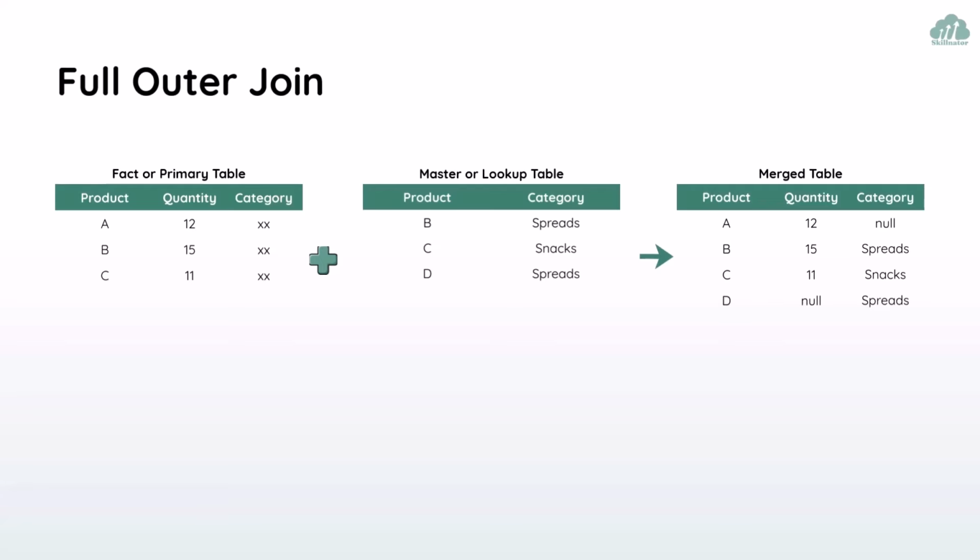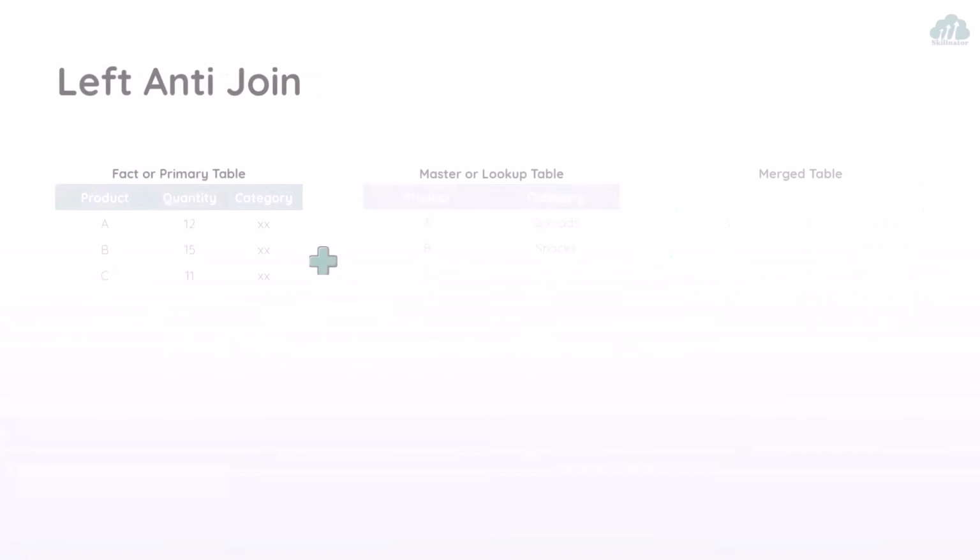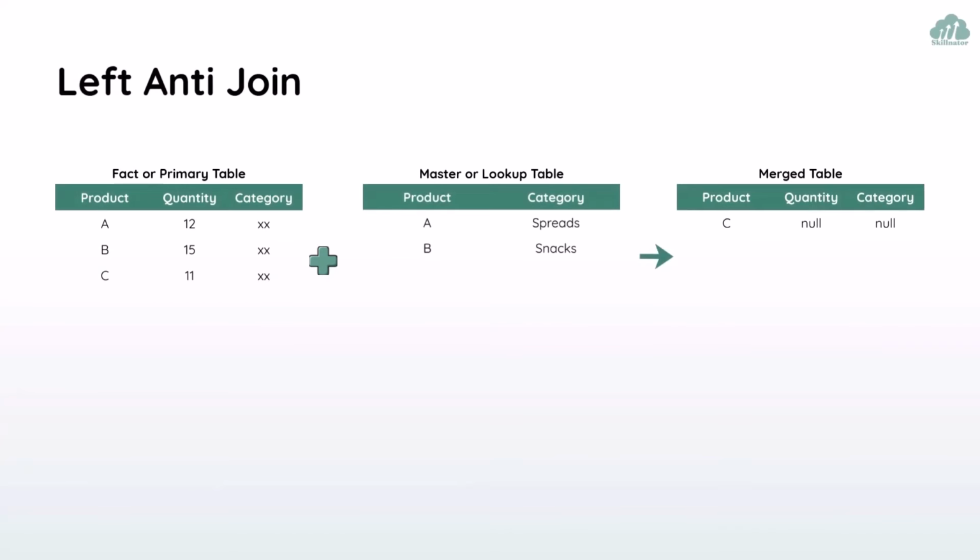Then we have a left anti join. A left anti join returns only those rows in the primary table that don't have a match in the lookup table. For example, your primary table has products A, B, and C. Your master table has only products A and B. A left anti join output will show a table with only product C. This is ideal for catching unmapped items, new products, or data quality issues. It directly answers the question, what's missing in my lookup table?